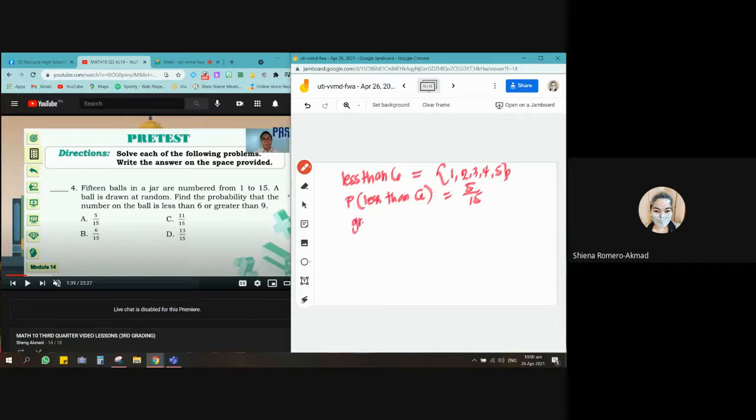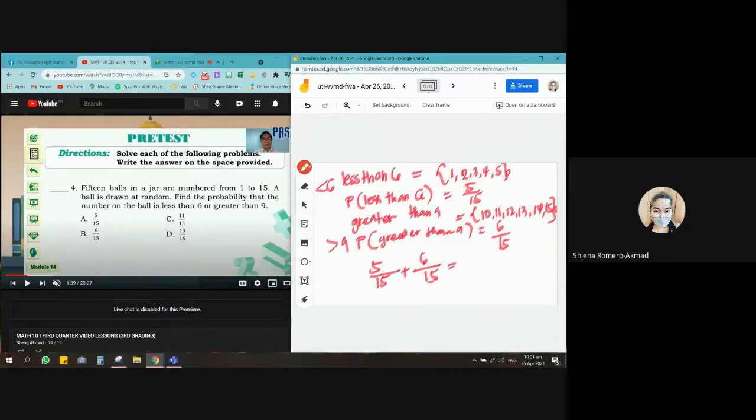How about greater than 9? What are the elements? 10, 11, 12, 13, 14, 15. 10, 11, 12, 13, 14, 15 are the numbers greater than 9. We could use symbols for this, but I can't use symbols here. How many? 6 over 15. So we have 5 over 15 plus 6 over 15. We'll get 11 over 15, correct, 11 over 15.